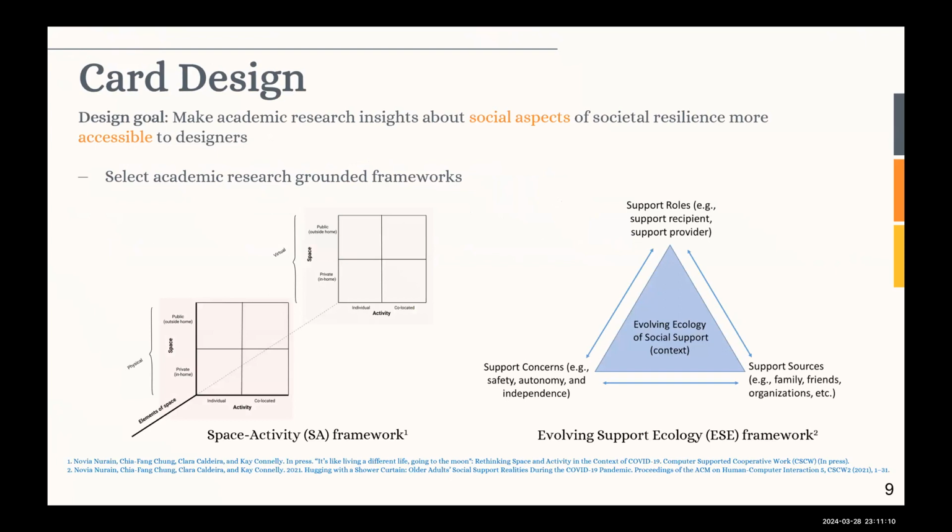Here, our design goal is to make academic research insights about social aspects of societal resilience more accessible to designers. To do so, we first select academic research-grounded frameworks. While selecting the frameworks, our objective is to opt for those that exhibit non-overlapping constructs and effectively capture the essence and configurations of various social aspects of societal resilience, such as social support, social spaces, social activities, social connections, etc.